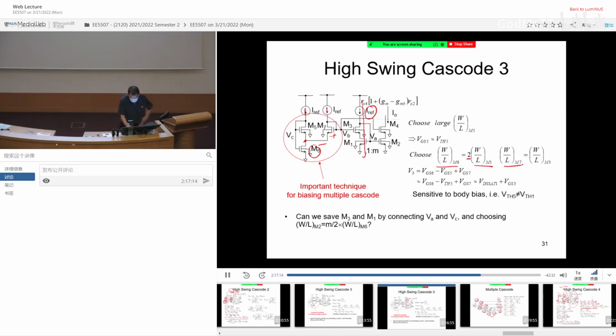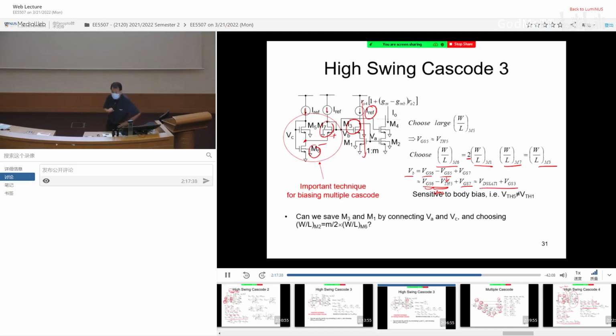Okay, and M7 equals M3. So this guy will track M3, so the VGS will be exactly identical. Okay, so now VB equals VGS minus VGS phi, but that actually equals VTH. So this whole thing forms and becomes VDS set. And this guy is actually VGS, and therefore is equal to this guy.